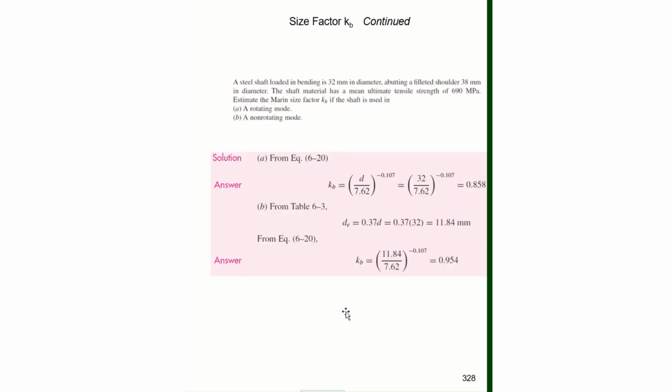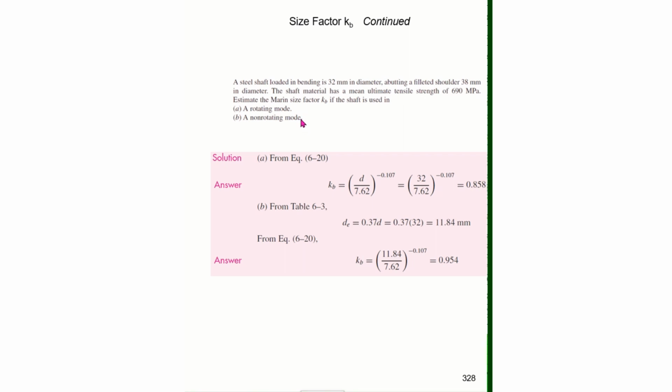As an example, let's compute a KB. Here it says a steel shaft loaded in bending is 32 millimeters in diameter. It's abutting a filleted shoulder 38 millimeters in diameter. The shaft material has a mean ultimate tensile strength of 690 MPa. Estimate the Marin size factor, KB, if the shaft is used in rotating mode and non-rotating mode.